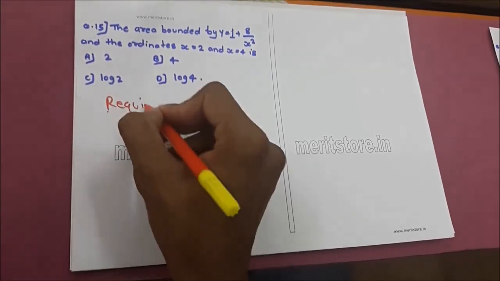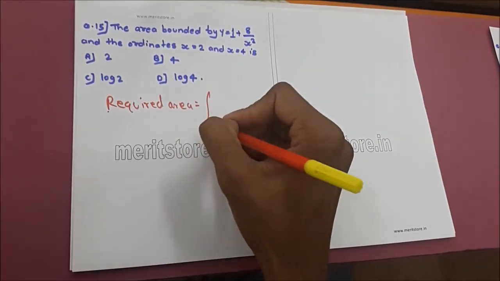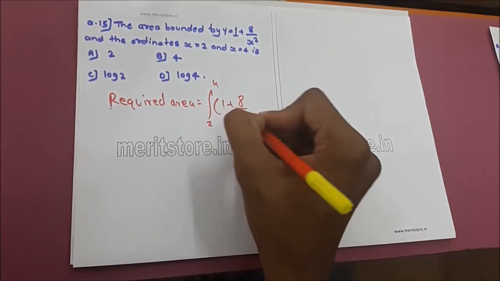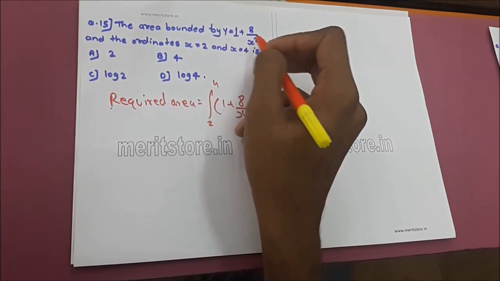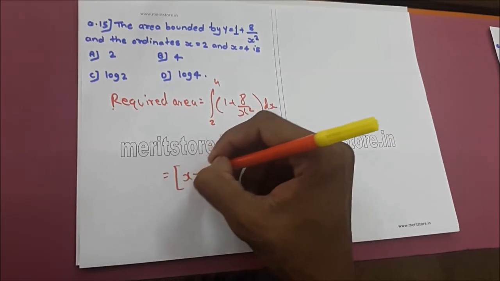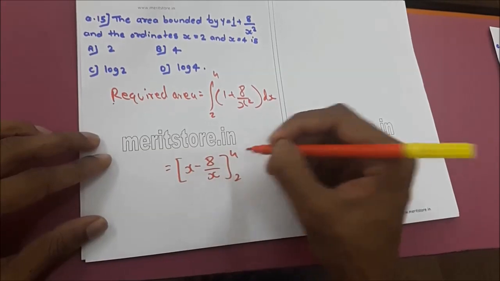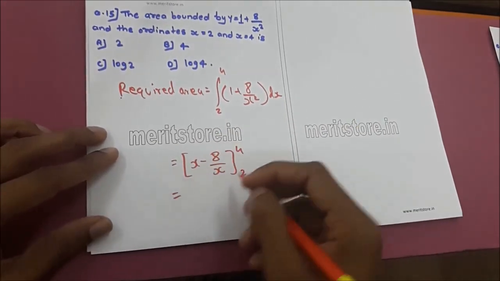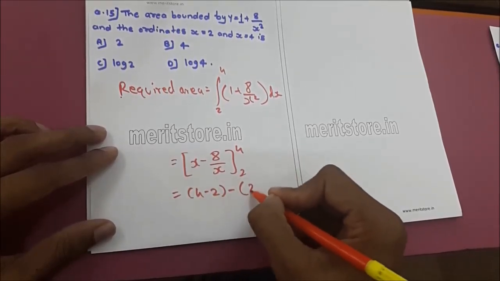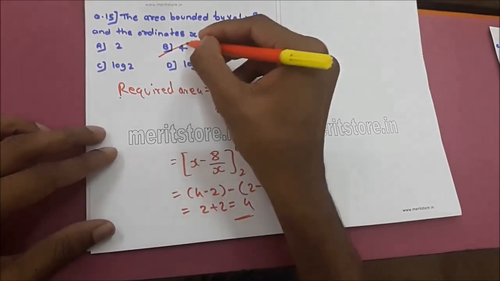Required area is equal to integration, limits are 2 to 4, 1 plus 8 by x square, where we know the equation for y is 1 plus 8 by x square. We integrate with respect to dx, we get x minus 8 by x, limits 2 to 4. We substitute the limits in x, we get 4 minus 2 minus of 2 minus of 4, which is 2 plus 2 equal to 4, which is option B. Option B is the correct answer.